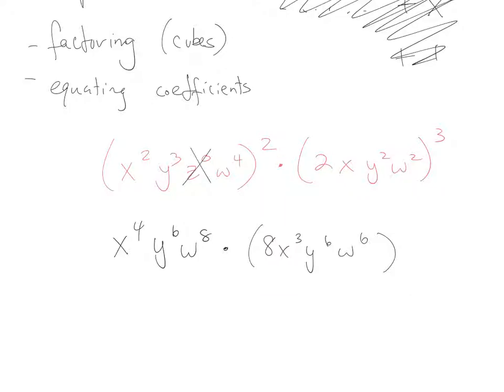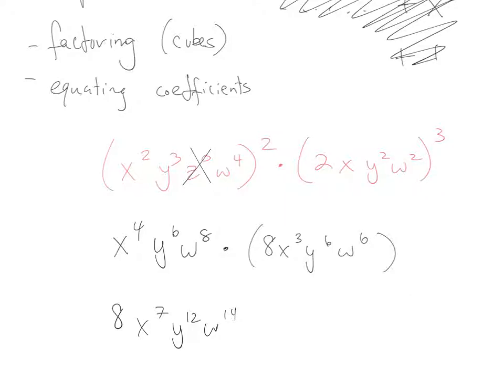Yeah, sum them together. So x to the fourth times x to the third is x to the seventh. What's in front of this x right here? It's 1. And 1 times 8 remains 8. So that carries in front. Then I've got y to the sixth times y to the sixth. That's y to the 12th. And then finally, w to the 8th times w to the 6th is w to the 14th.